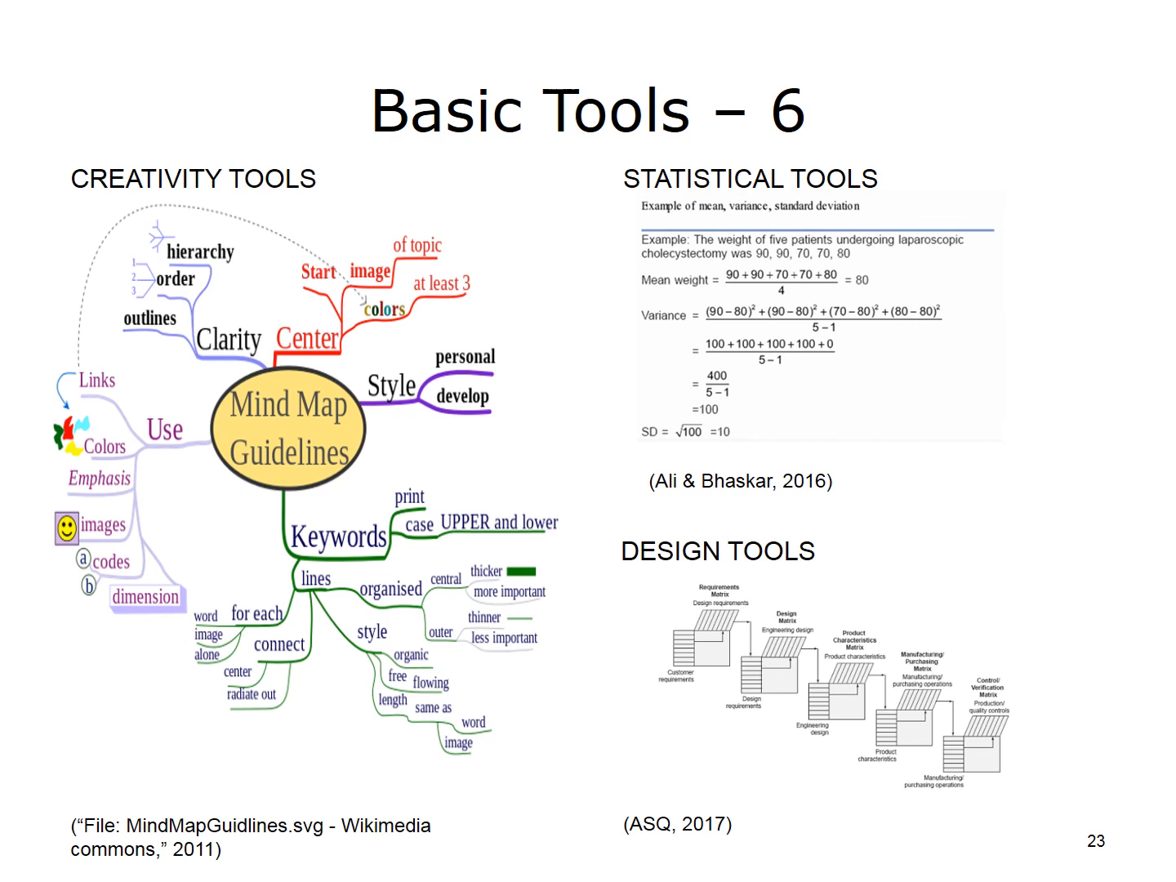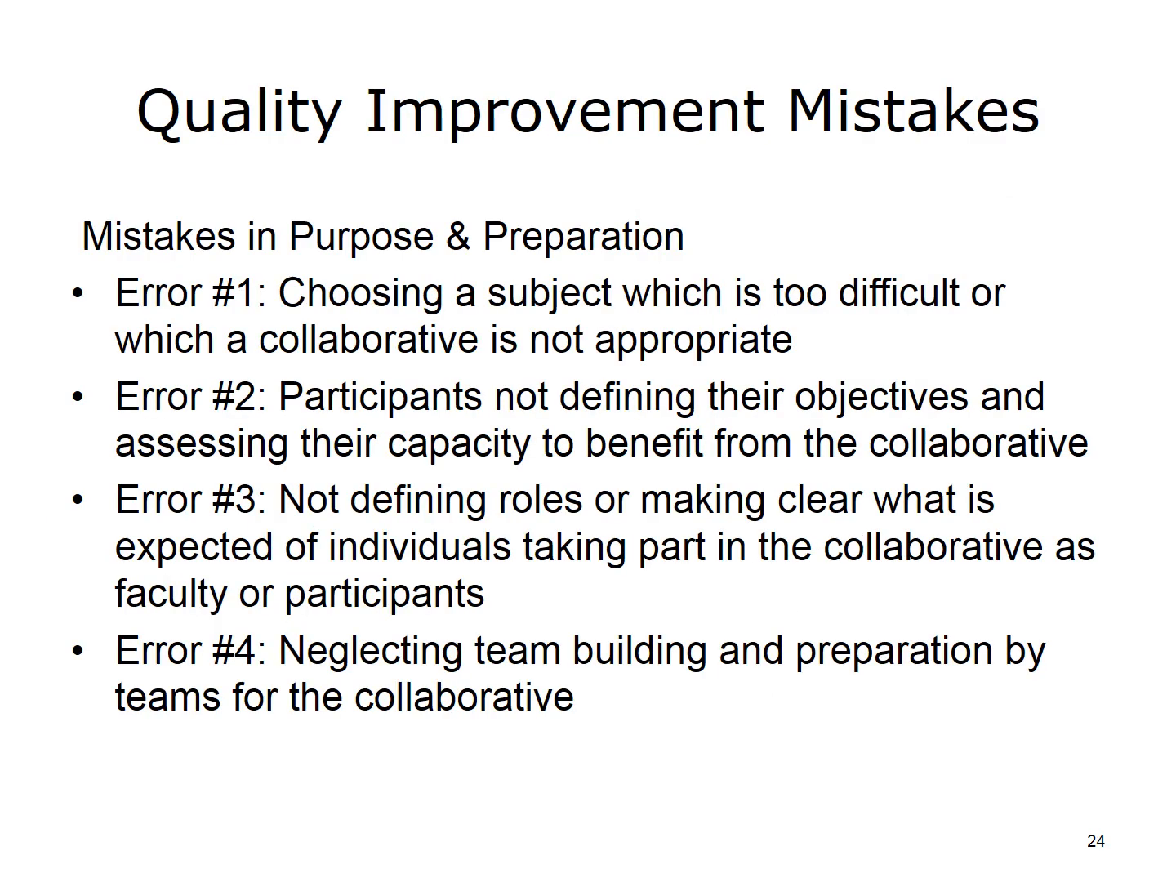Design tools. Design tools such as QFD and FMEA are used during the design and development of new products and processes. They can help to better align customer needs, product characteristics, and process controls. Mistakes that are frequently made in quality improvement initiatives are mistakes in purpose and preparation, mistakes in planning and operations, and mistakes in transition and implementation.